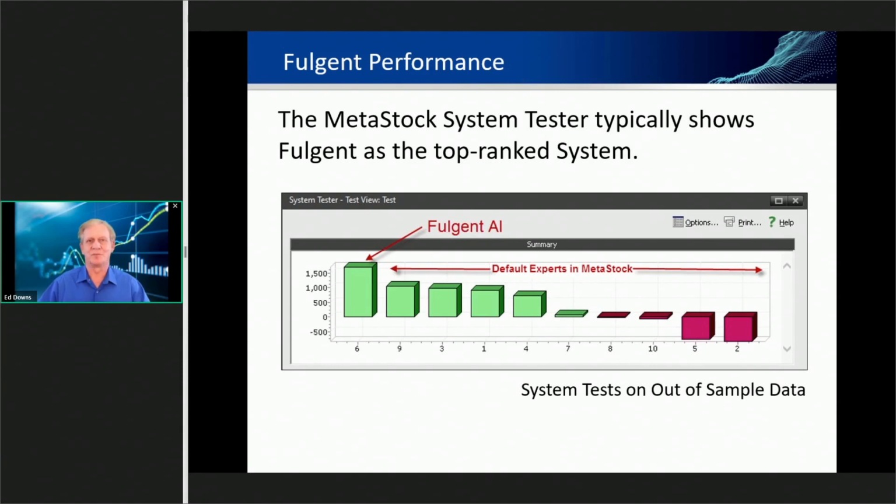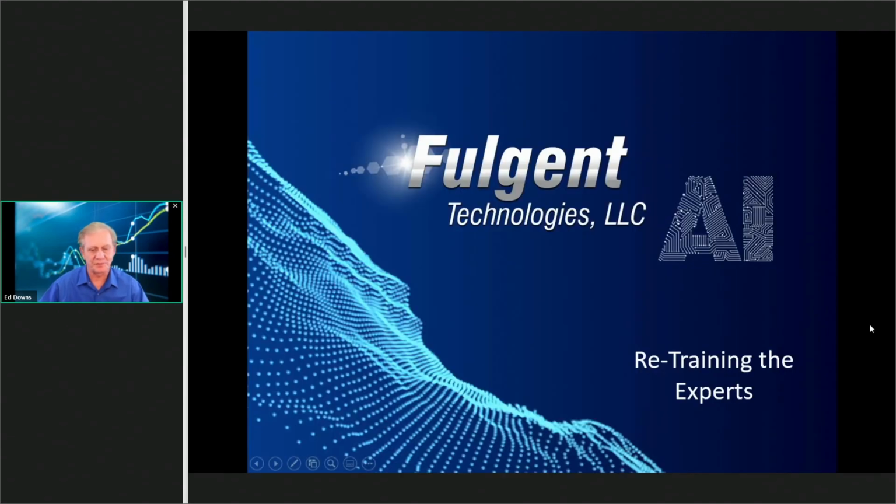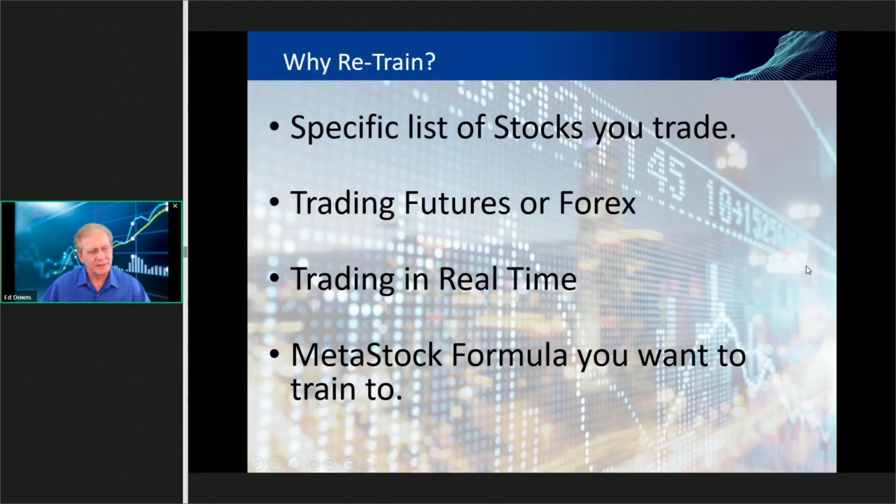All right, now we come to the topic of the webinar today, which is retraining the experts in Fulgent AI. Why do you want to do this? We train on the Dow 30 because we found that particular list is very robust and very representative of the rest of the stock market. That's primarily what we use. But you may be trading the FANG stocks, or a particular industry group that you really like, and you want your AI to be tuned to that specifically. So you can retrain the AI to find brand new rules based on the data you're trading.